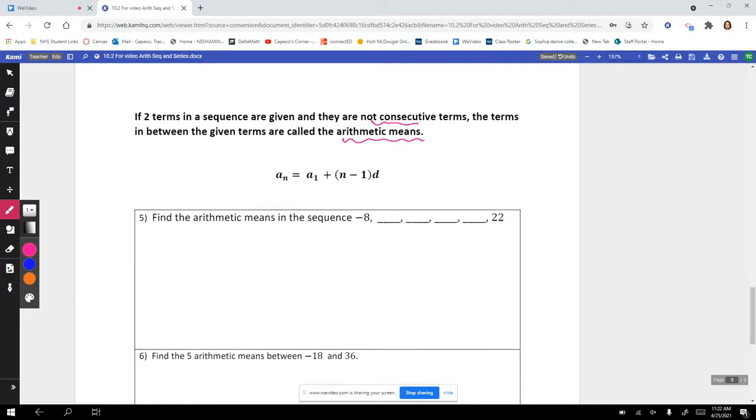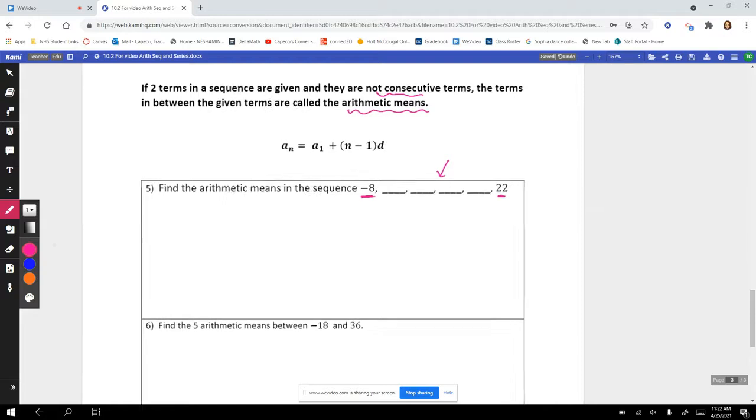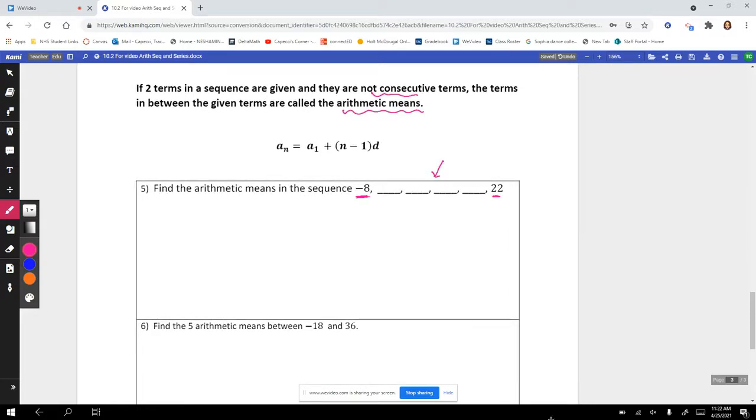All right, so let's see how we're going to use that. Number 5 says find the arithmetic means between the sequence -8 and 22. And this time we could do it, however many values we want in between. But in this case, we already had the blank set up. So let me rewrite the formula, and then let's see how we're going to use that and what we need and what we don't know.